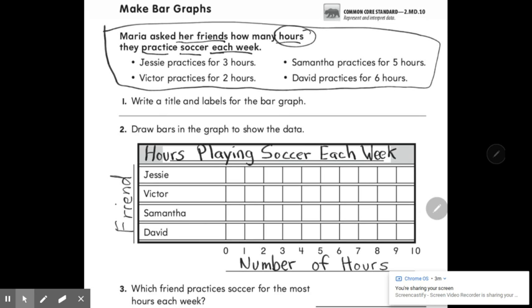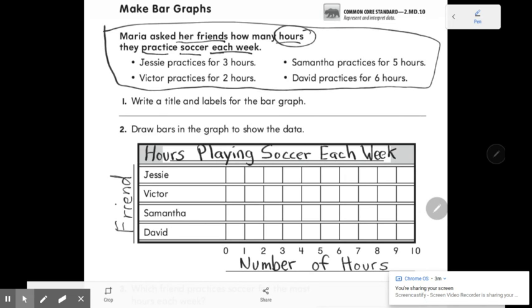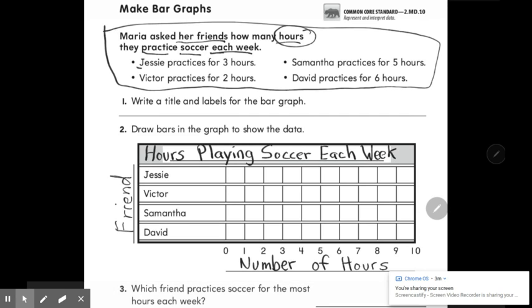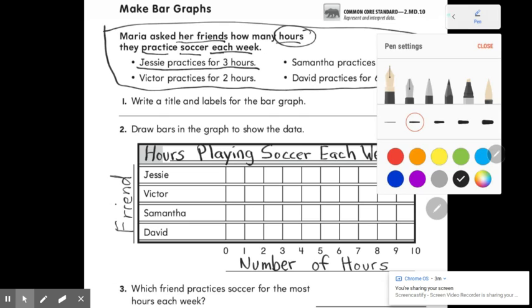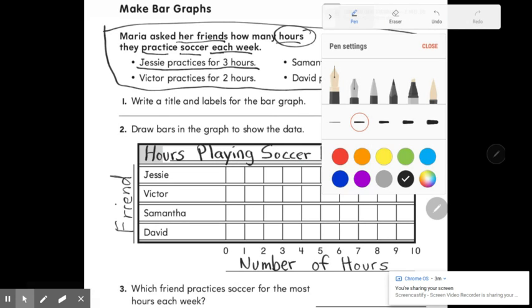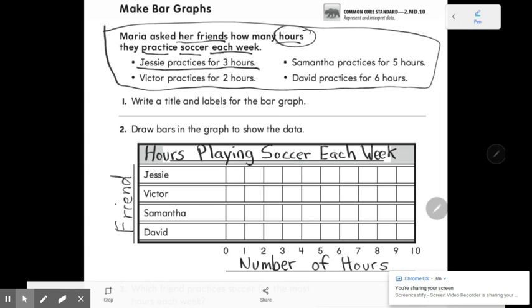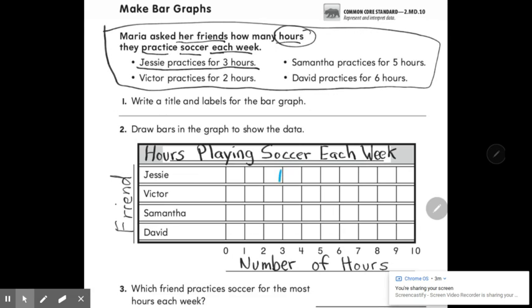So now that I'm done with my information to label the bar graph, now I'm going to create the bars for each information that I have. So for Jessie, I know that right here it says that she practiced for 3 hours. So I'm going to pick the light blue for Jessie, and she practiced for 3 hours. So I'm going to go where the three is, all the way to the top where her name is, and I'm going to draw a line right there.